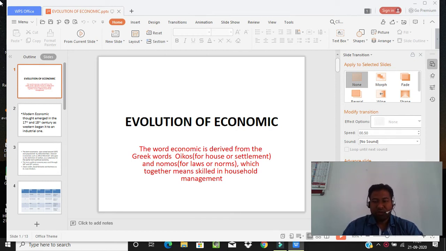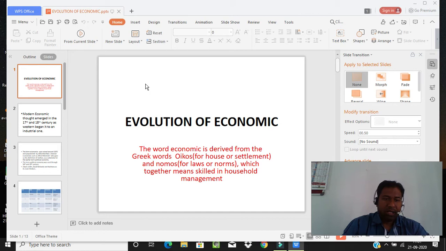So, what does evolution mean? The meaning of evolution is nothing but the history of the past. What happened? Here, the word economics is derived from the Greek words oikos and nomos. Oikos means house or settlement, and nomos means laws or norms, which together mean skill in household management.